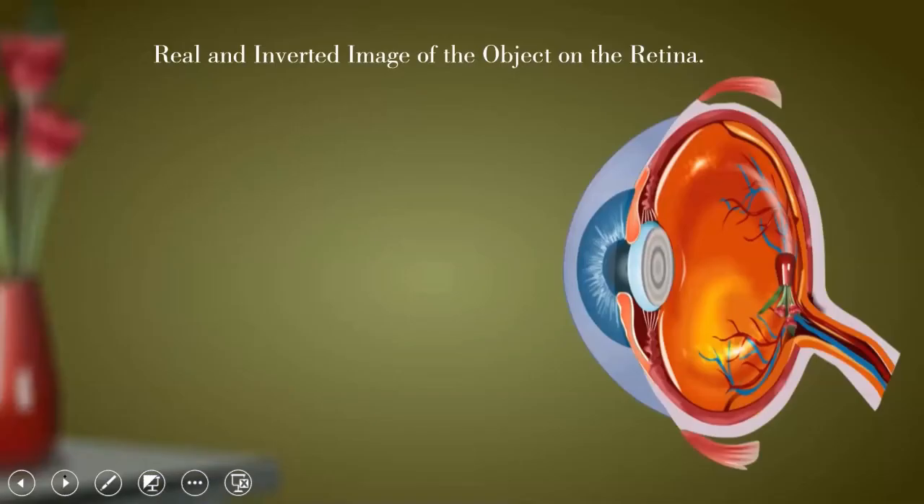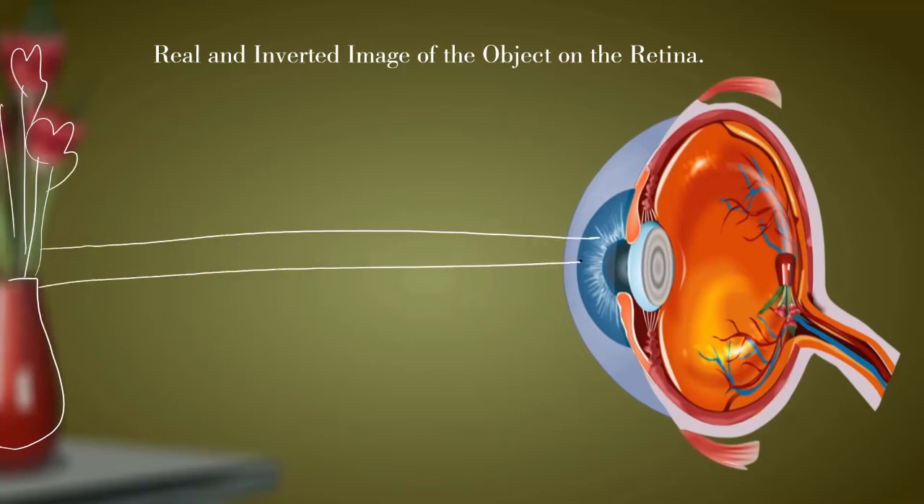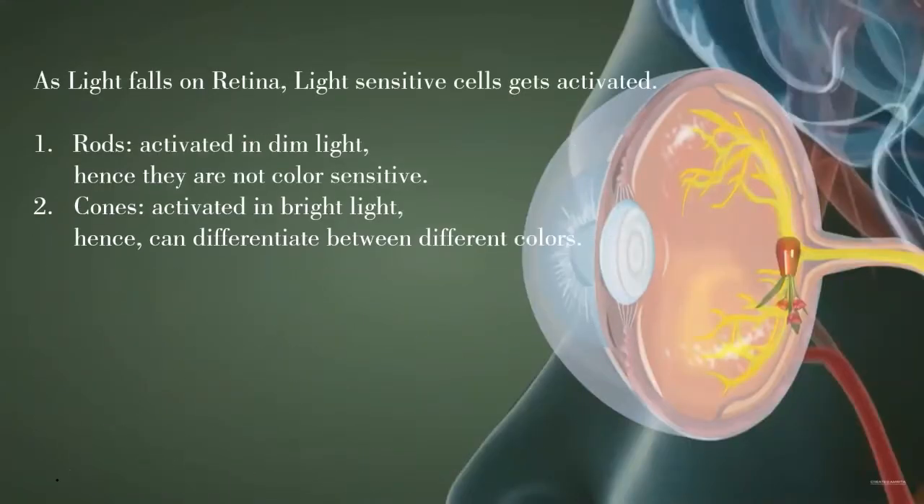Now, see if you can observe, this is the flower pot which was over here. Straight rays, light rays from this flower pot went into the human eye. They got converged over here, and if you see, a real and inverted image of the object is formed on the retina. Now, as light falls on the retina, what happens?